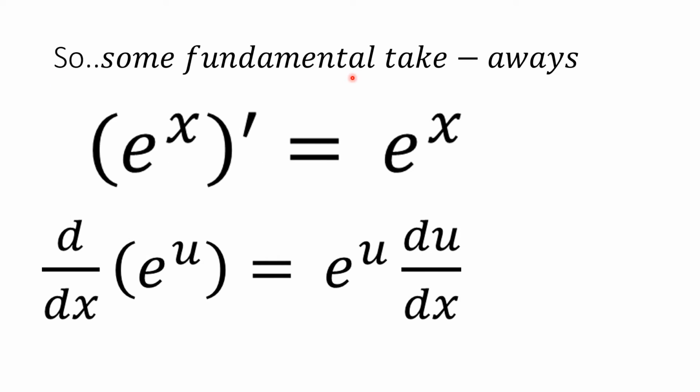And so here's your fundamental takeaways then. The derivative with respect to x of e to the x, or e to the x prime, is e to the x. But we've studied the chain rule. And so if instead of x we had a function of x up here, we know that the derivative with respect to x of e to the u, where u is a complex function of x, is equal to e to the u times du dx. You want to remember both of these. These are fundamental takeaways.